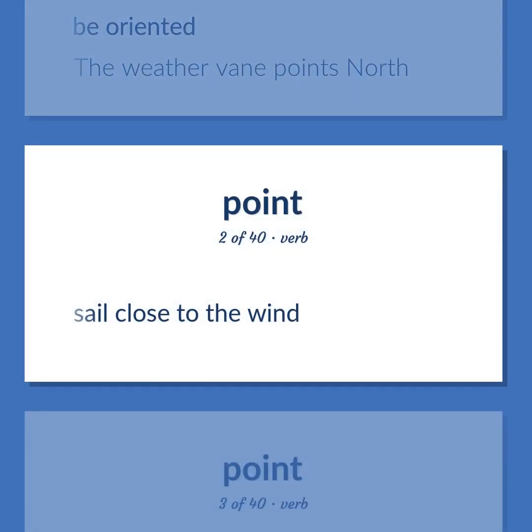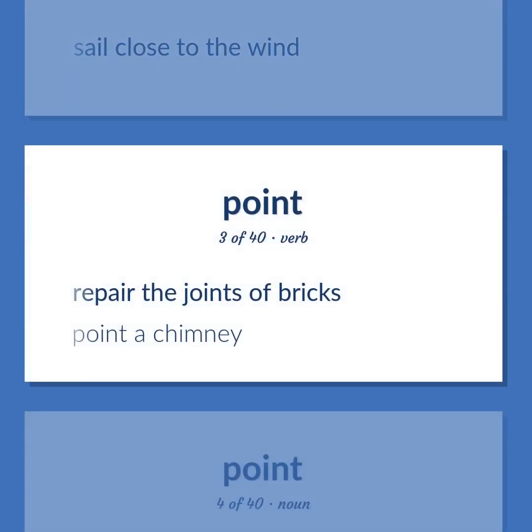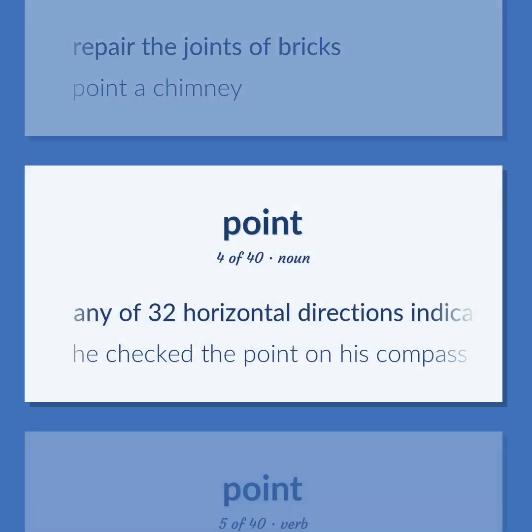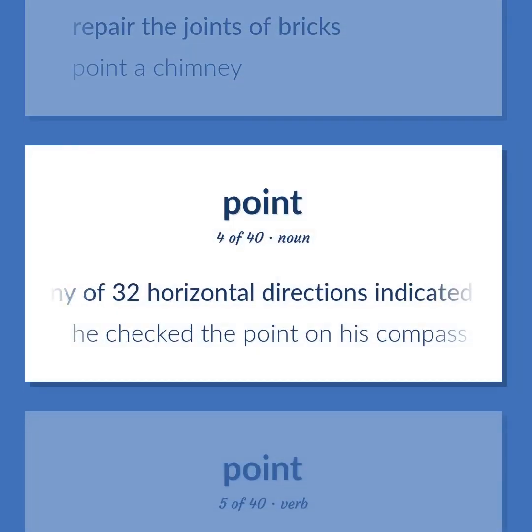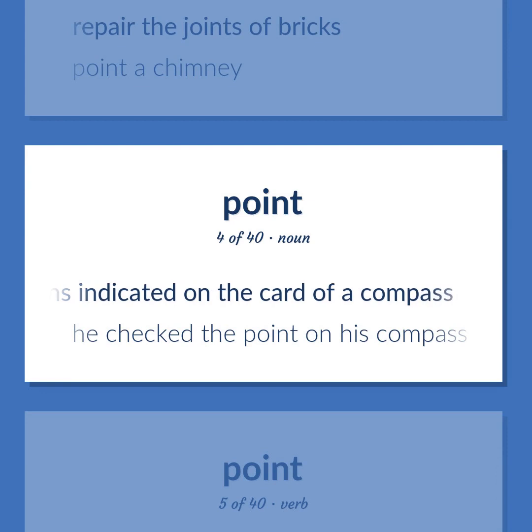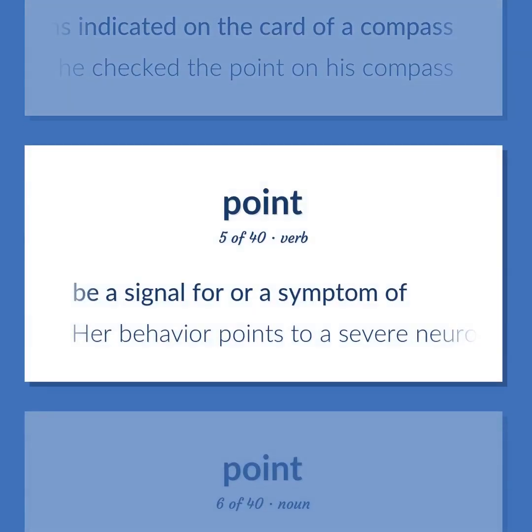Sail close to the wind. Repair the joints of bricks. Point a chimney. Any of 32 horizontal directions indicated on the card of a compass. He checked the point on his compass. Be a signal for or a symptom of. Her behavior points to a severe neurosis.